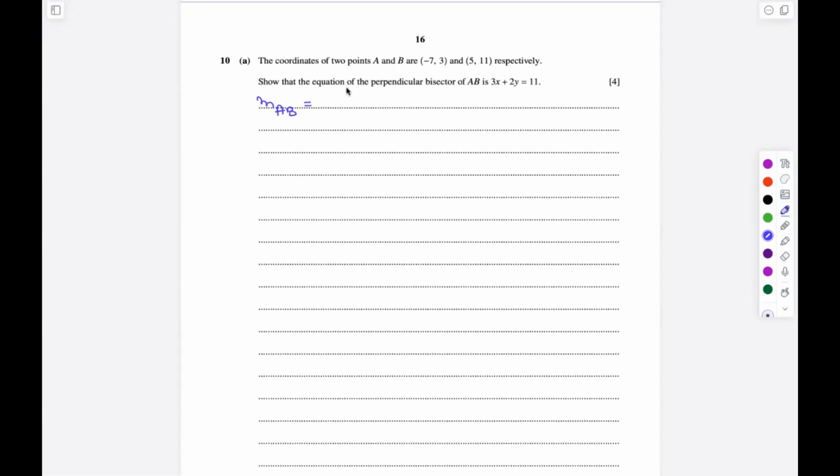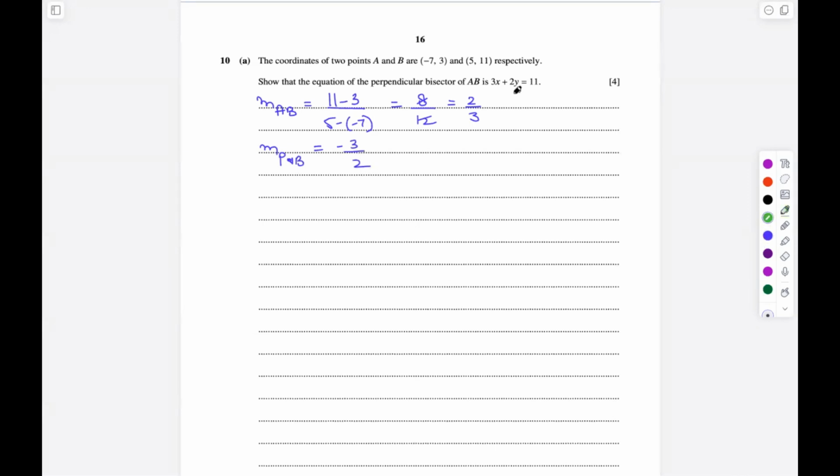of AB. So that will be (y2 - y1) divided by (x2 - x1), which equals (11 - 3) over 12, that is 8 upon 12. Simplifying this, the gradient will be equal to 2/3. So as the gradient of AB is 2/3, the gradient of the perpendicular bisector will be the negative reciprocal. So we can write that the gradient of the perpendicular bisector will be equal to -3/2.